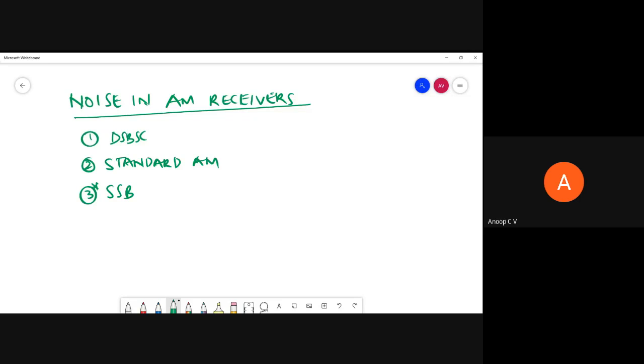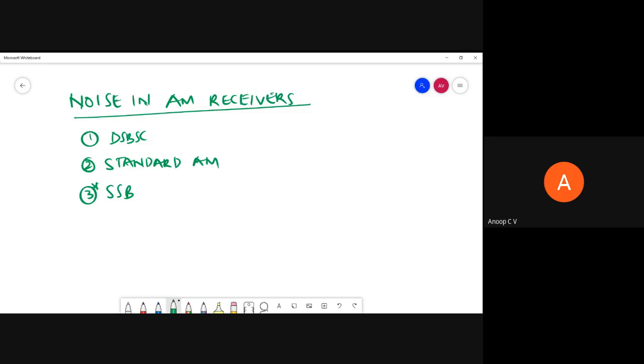We are in module 3 and we were discussing noise. So far we have seen different types of noise and what happens if a noise is passed through an ideal low pass filter or RC integrator, how to find the output power. We have seen the power spectral density and how to find the autocorrelation function or average output power, all those aspects.